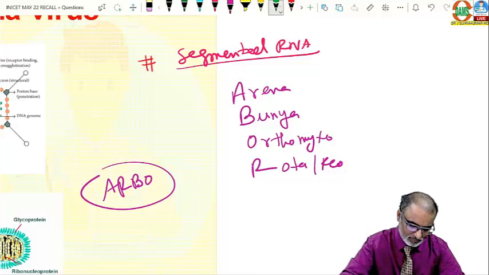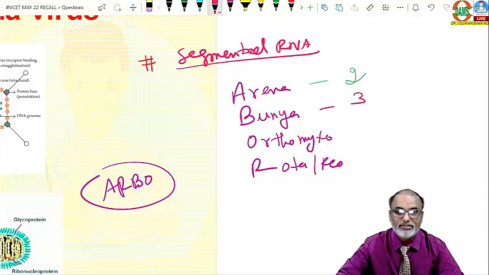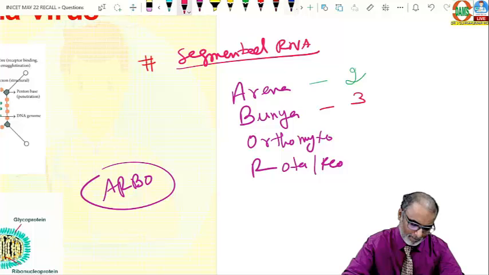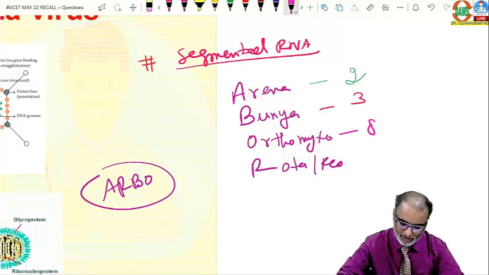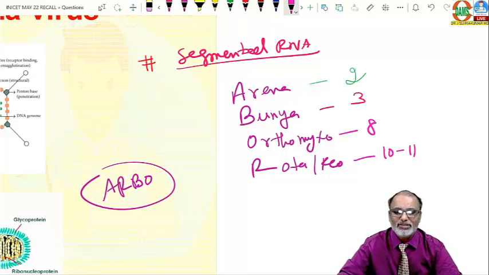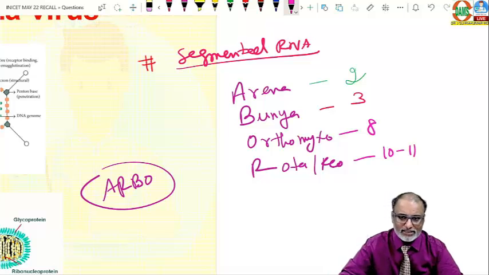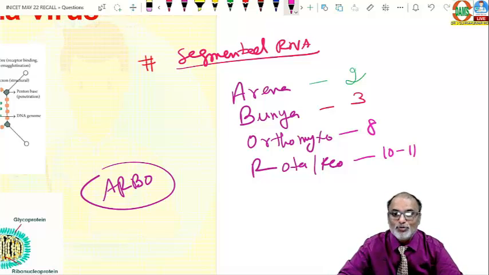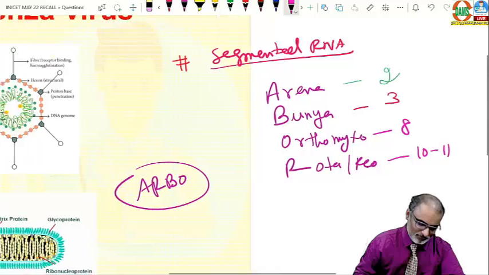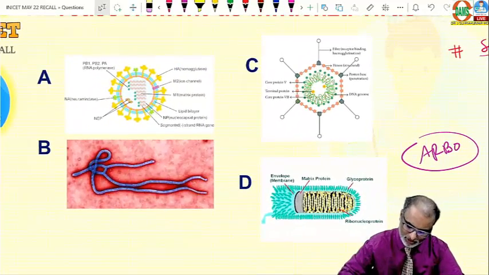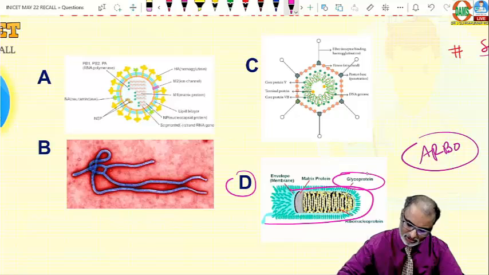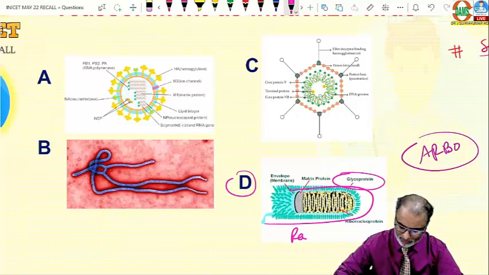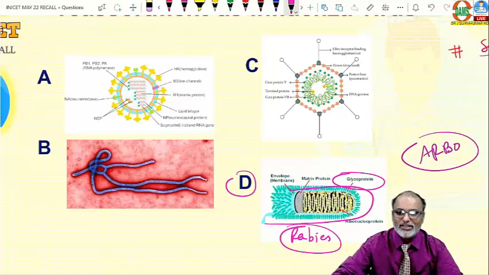Arena has 2 segments, Bunya 3, Orthomyxo 8, Rotavirus 10 to 11 segments. This is the mnemonic. So among the viruses having segmented RNA, those viruses will undergo genetic reassortment like influenza virus. Here 4 pictures are there. Coming to the D picture, bullet shape virus with G protein is rabies virus. It is not a segmented RNA.